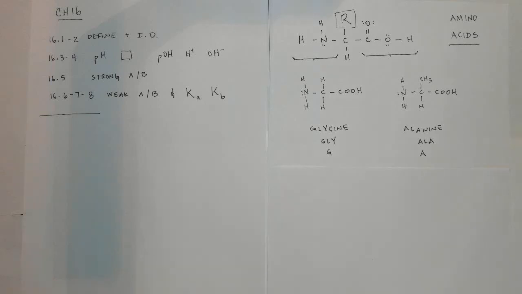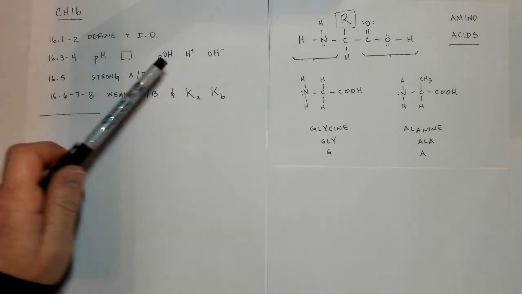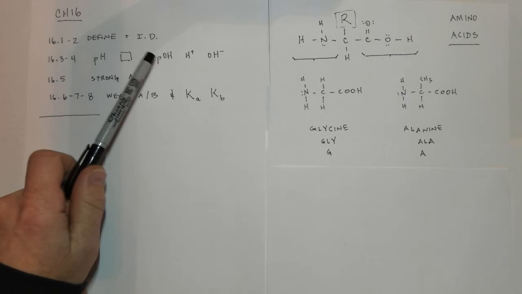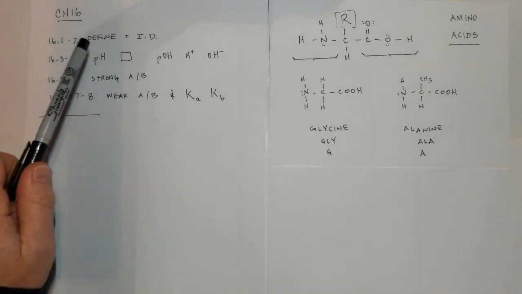So here we are in the second video cast of Chapter 16, and in this series we'll take a look at sections 16.3 and 16.4, and we'll look at the relative strength of acids and bases, and then give them a rating scale. The rating scale will involve the amount of hydrogen and hydroxide ion, and then we'll look at the P scales associated with those.